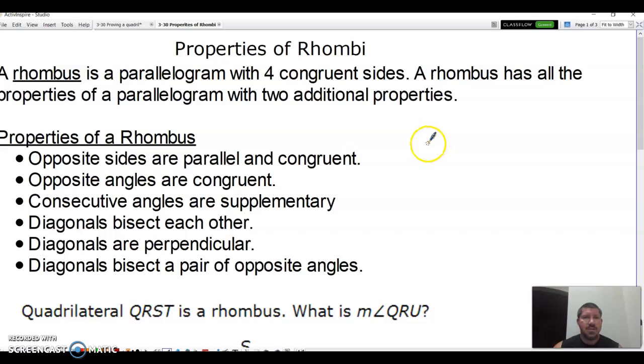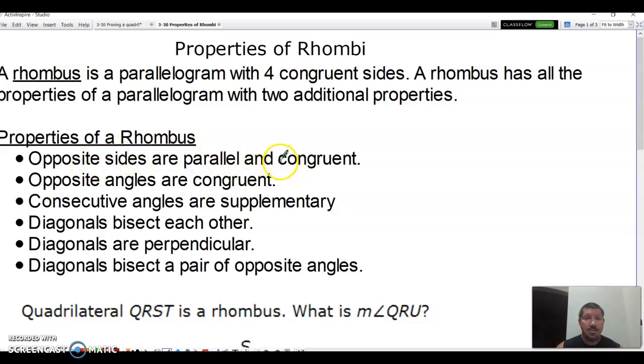Alright, so our next video is about properties of rhombi. A rhombus is a parallelogram with four congruent sides. A rhombus has all the properties of a parallelogram with two additional properties. So properties of a rhombus: opposite sides are parallel and congruent.